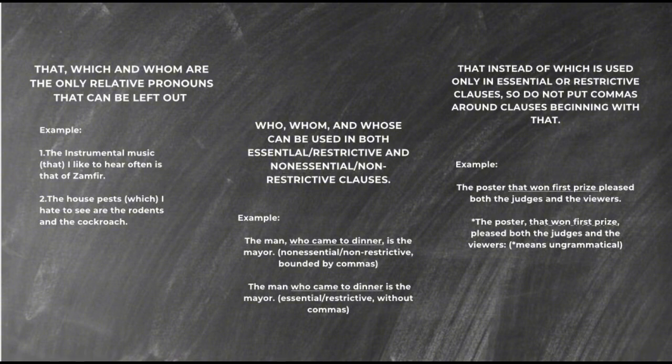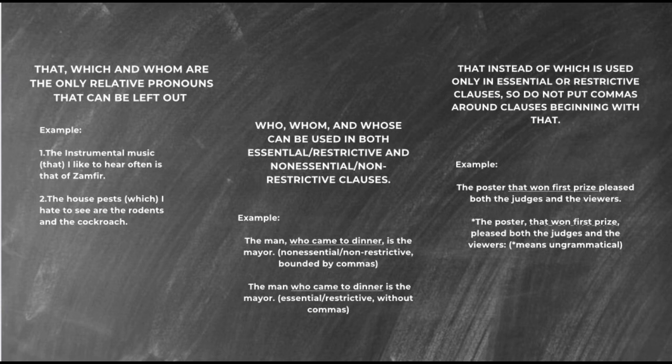The next one is who, whom, and whose can be used in both essential or restrictive, and non-essential or non-restrictive clauses. First example is, the man, who came to dinner, is the mayor. The clause who came to dinner is non-restrictive because it provides additional information about the mayor but doesn't change the core fact that the man is the mayor. The commas clearly separate the non-restrictive clause from the main clause. These clauses add extra information about the noun but aren't essential to identifying it. They are always set off by commas, as removing a non-restrictive clause does not change the fundamental meaning of the sentence, only the details.